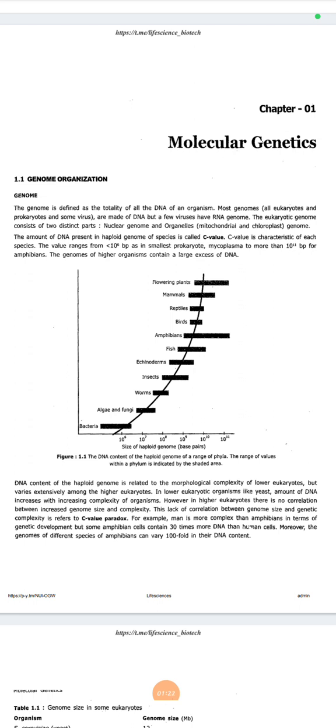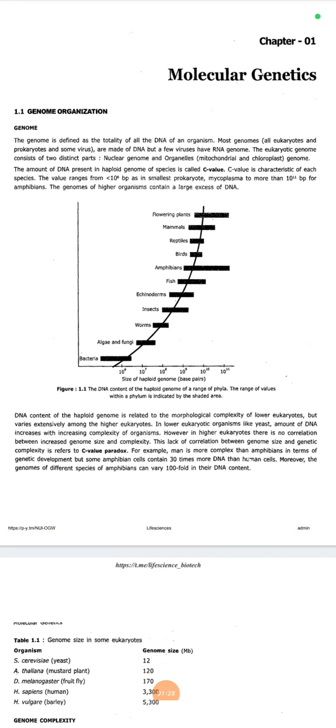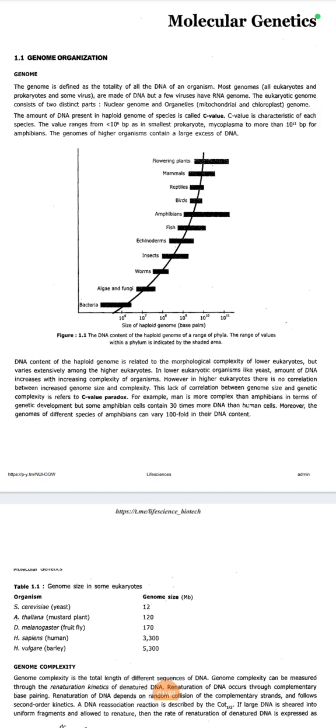So the genomes of higher organisms contain a large excess of DNA. As the organism evolves, the C value increases, DNA increases. The DNA content of the haploid genome is related to the morphological complexity of the lower eukaryotes, but this varies extensively among higher eukaryotes.